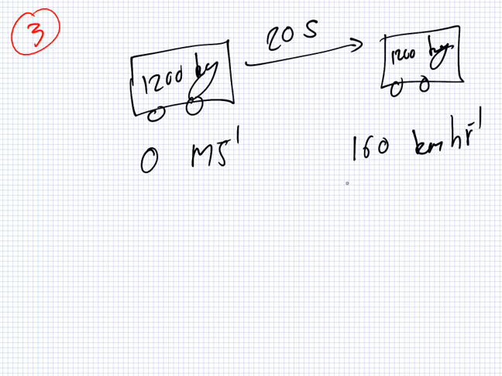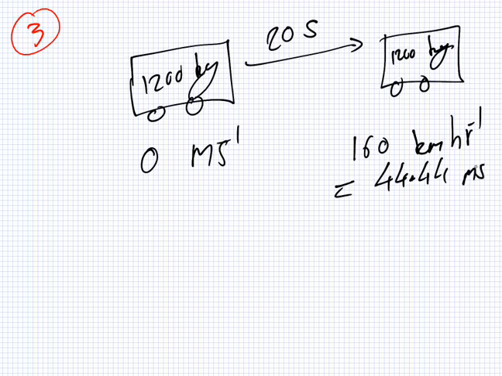And here for the second part, from here to here, the s again, I'll use the same formula. s is ut, where u is 0, and t we have as 15.29, plus a half at squared.